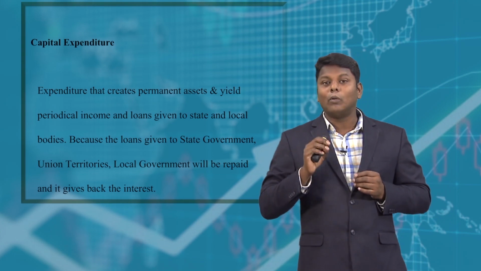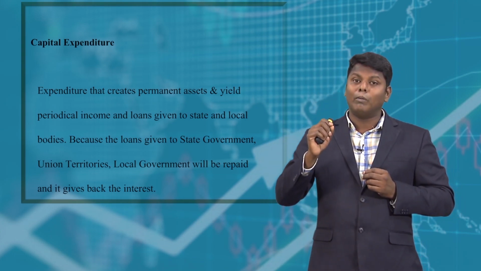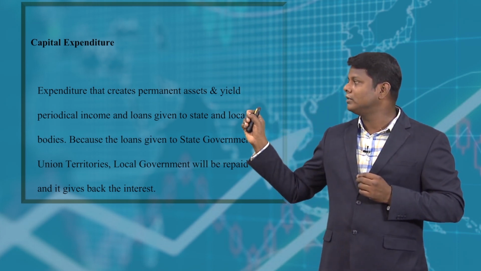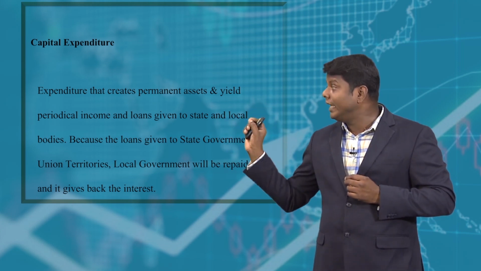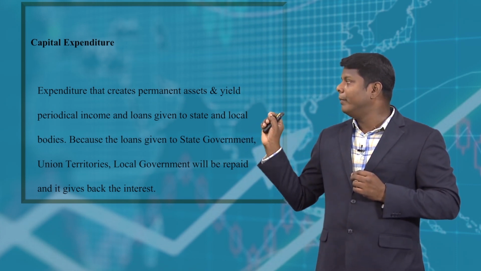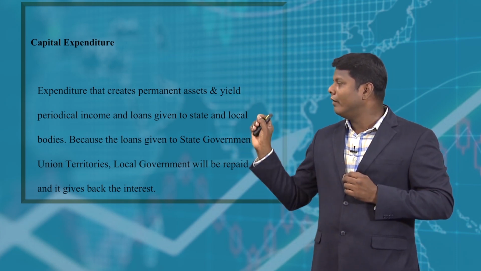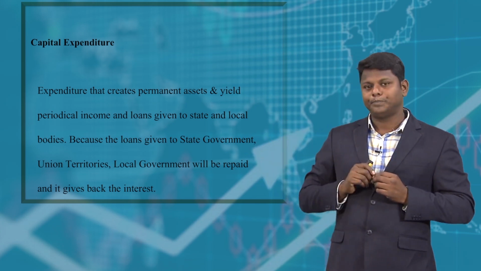Now, we will discuss what capital expenditure is, then you will be able to understand revenue expenditure in more detail. Here capital expenditure means the expenditure that creates permanent assets and yields periodical income, and loans given to the state and local bodies, because the loans given to the state government, union territories, and local government will be repaid and it gives back the interest.